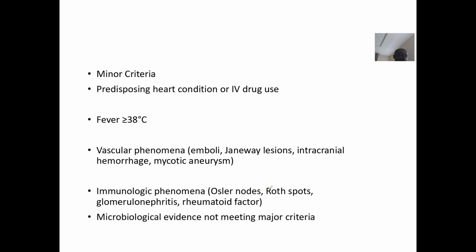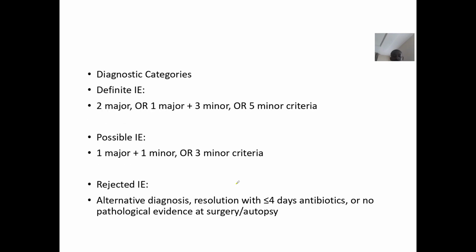The minor criteria for Duke's: the person's temperature is high, more than 38 degrees Celsius. There are vascular phenomena like emboli, Janeway lesions, intracranial hemorrhage, mycotic aneurysm. Then immunologic phenomena like Osler nodes, Roth spots, inflammation of the glomerulus, rheumatoid factor, where the infection is spreading to the joints, causing rheumatoid arthritis.